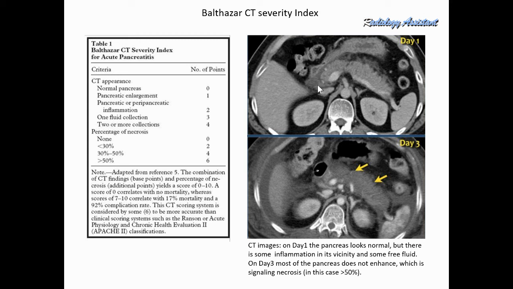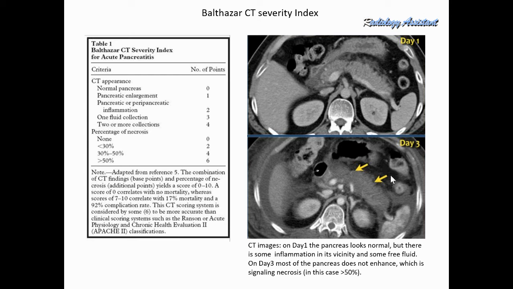Around the head, there's this low density area, which is peripancreatic fluid. We check if there is one or two or even more peripancreatic fluid collections, and then we check for necrosis, because if there is necrosis, then the outcome of the patient decreases quite rapidly.